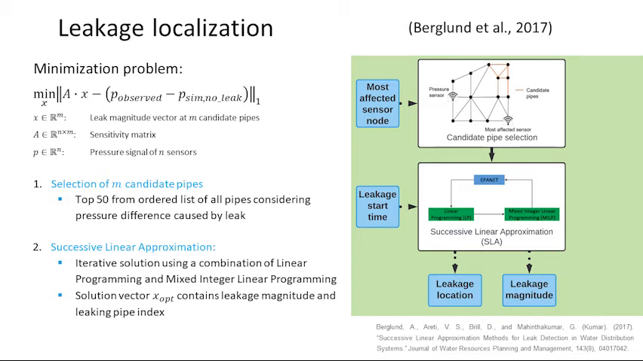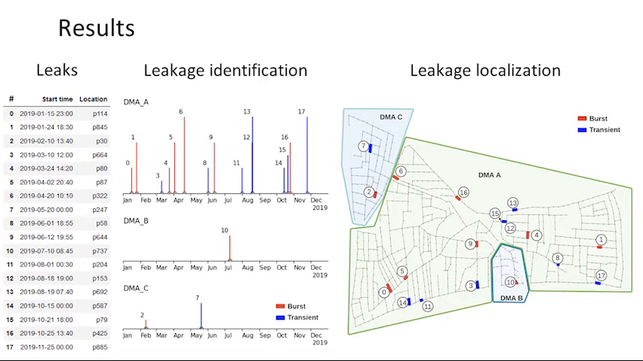The solution vector will contain leak magnitudes greater than 0 for all pipes where a leak is located. In case of a single leak, the location is obtained as the algorithm returns the solution vector with a single element different from 0. Now let's move on to the results.